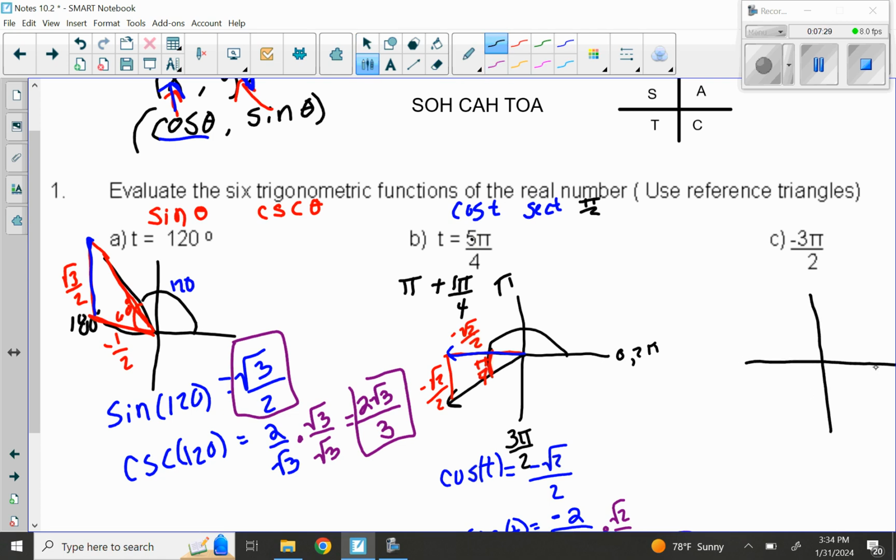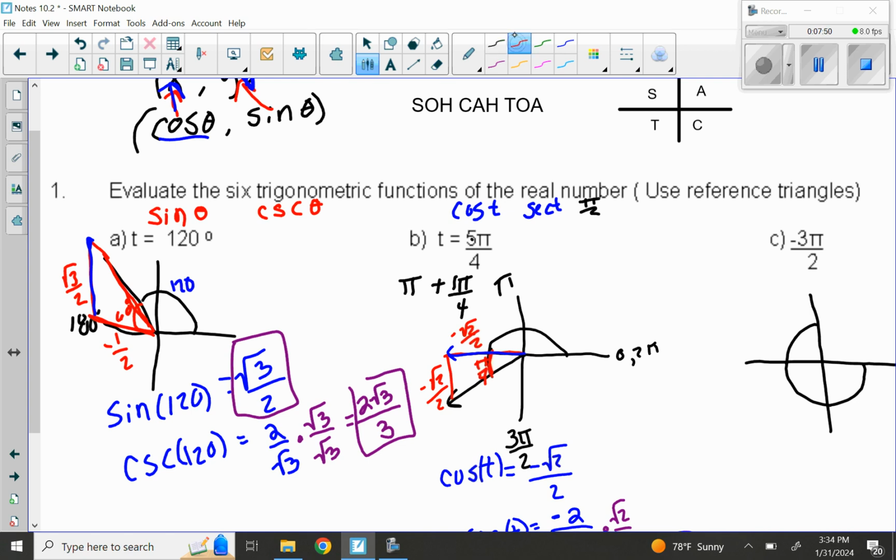So if I go negative, that means I'm going left. Every time I hit here, I've gone half a pi. So there's 1/2 pi. There's 2/2 pi. That's 3/2 pi. So it actually lands us here. And that's something we didn't talk about with the unit circle, is what if we are on these axes?